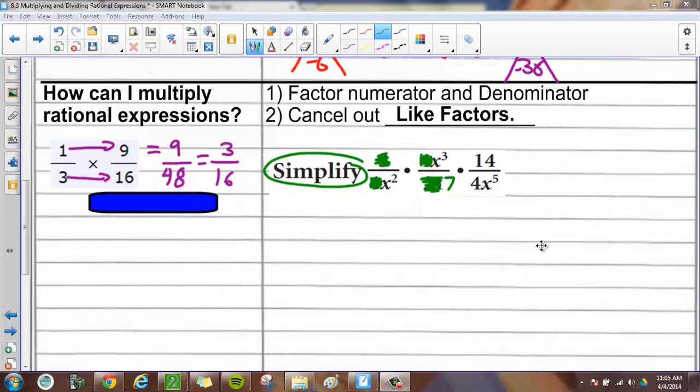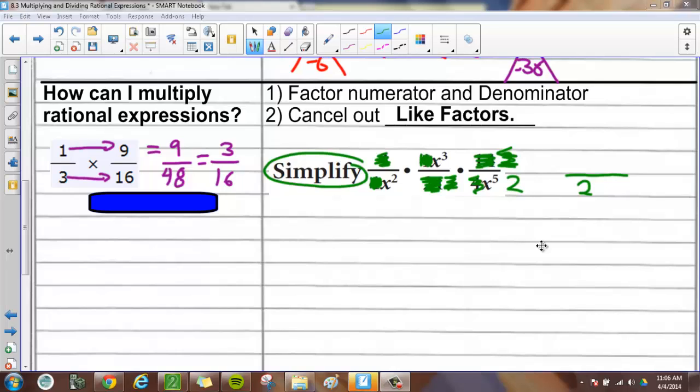And we could even get rid of this 7 with this 14, and then we just have a 2 here, right? Oh, and look at this. We can get rid of this 2 here with this 4, and we're left with a 2 on the bottom. So by the time we're done, in the denominator we have a 2 for our coefficient. So now let's start focusing on getting rid of some of these x variables.